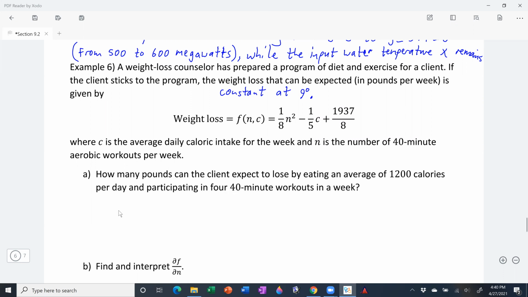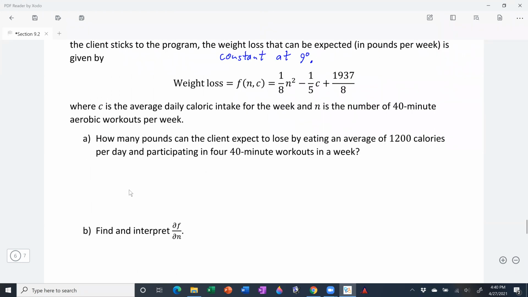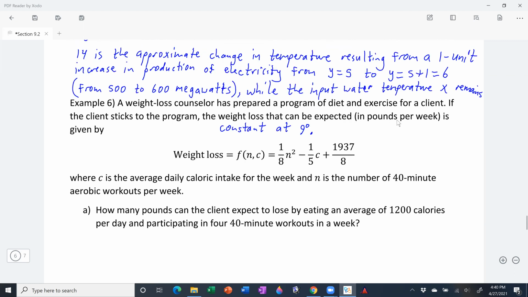Okay, makes sense. So part A, how many pounds can the client expect to lose by eating an average of 1,200 calories per day and participating in 4 40-minute workouts in a week? And this whole function is all talking about what's happening per week. So we'll probably just want to answer the problems in pounds lost per week.